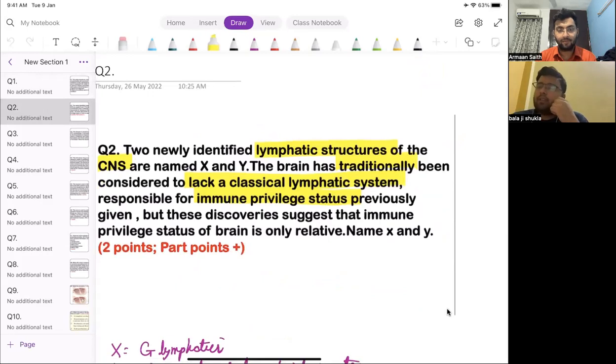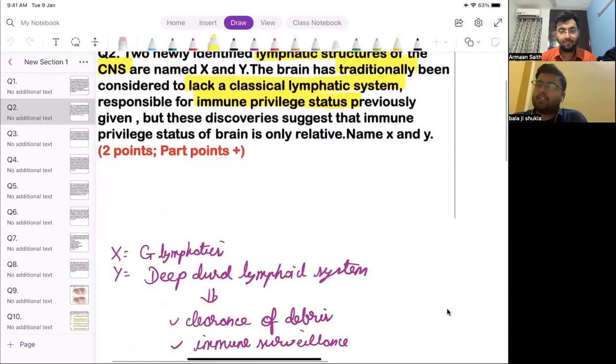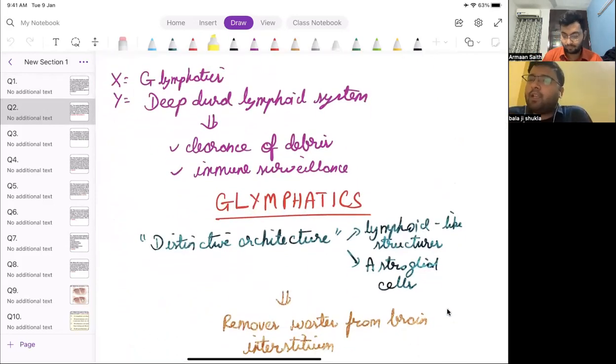Hello everyone. This question talks about the lymphatic status of the CNS. The CNS is traditionally considered to lack a classical lymphatic system, and the immune privilege status previously given to the CNS is only relative. Now we have found two lymphatic structures in the CNS called the glymphatic system and the deep dural lymphoid system. These cause the clearance of debris from the CNS and are responsible for the immune surveillance status of the CNS.